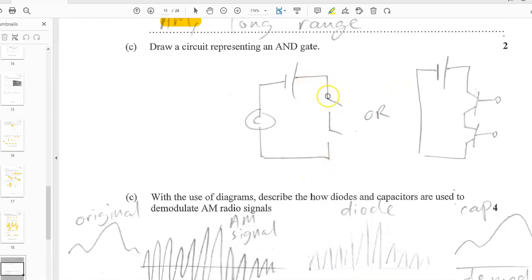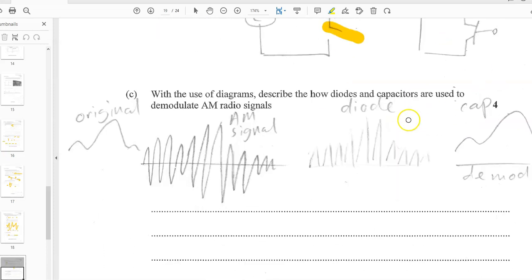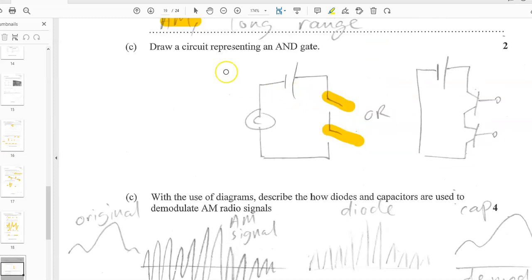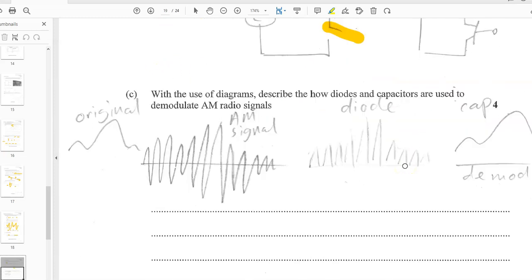Okay. An AND gate should have 2 open switches in series. Yeah? If they drew transistors, I give that. Right? They don't actually have to have a power source, but they should. Yep. Nope. Nope. No. I said draw a circuit representing an AND gate.